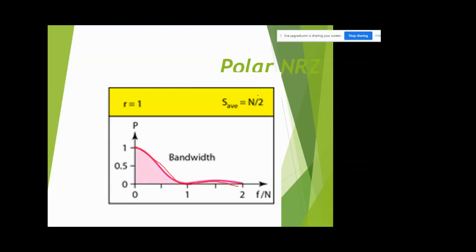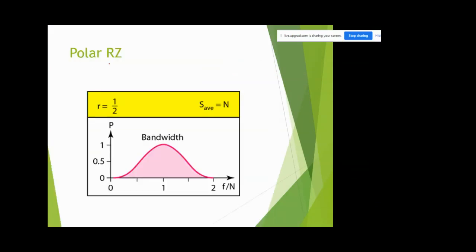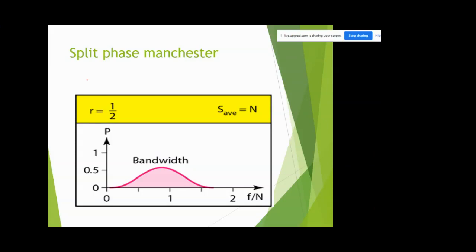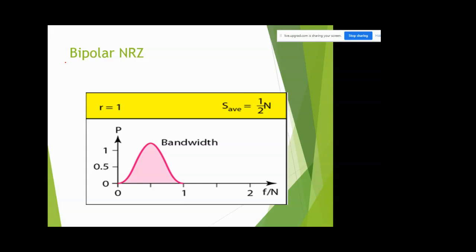Similarly, this is the pattern for polar NRZ. For polar RZ, because it returns to 0, the main lobe starts from 0. So that is the power spectral density of polar RZ. For split phase Manchester, we know for bit 1 we represent positive start with negative end, and for bit 0 we start with negative and end with positive. For this type of pulses we get such a power spectral density. For bipolar NRZ, that is AMI, we get such a power spectral density.